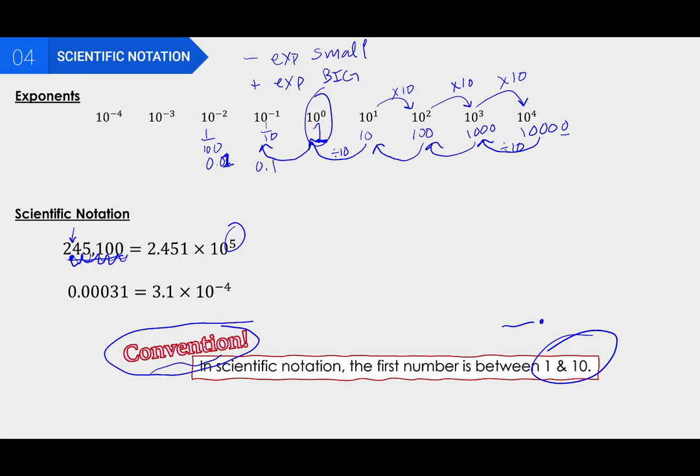For a really small number, like 0.00031, we're going to express that, because it's small, with negative exponents. So we're going to go 1, 2, 3, 4 spots until there's a 3 in front of the decimal, and that would be 3.1 times 10 to the negative 4th. That's all about scientific notation, but we can also do operations with scientific notation.